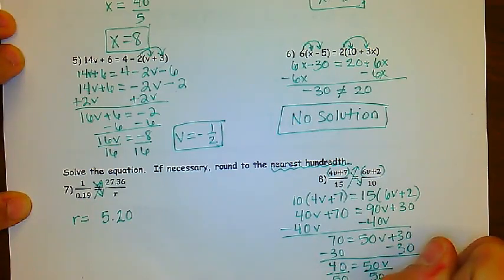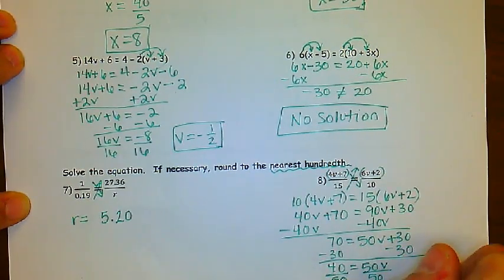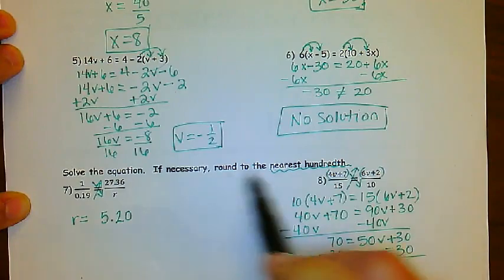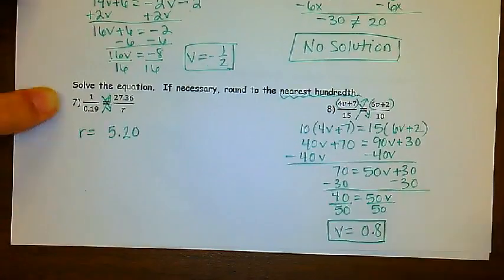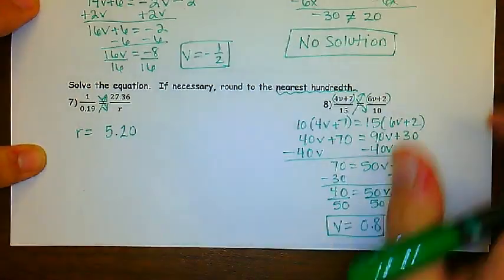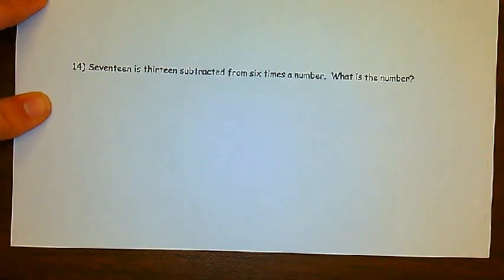Okay, so that ends up being a terminating decimal, so you can just leave it like that because we didn't actually have to round. Okay? So if you don't actually have to round, you do not have to keep going.